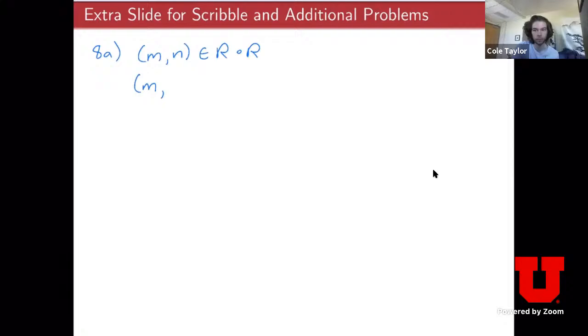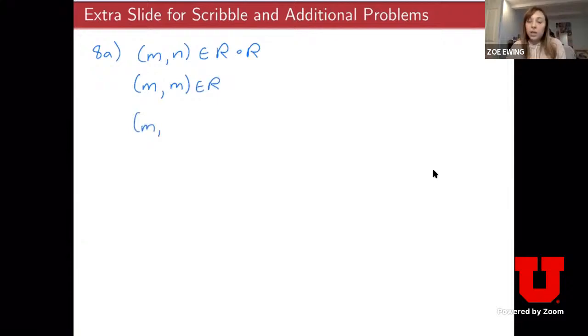Itself. Right, that is true, yes. So M is related to M in R, but there's something else that we can say, because it is a composition of R, then there are a few different things that have to be in R in order for the composition to be true.